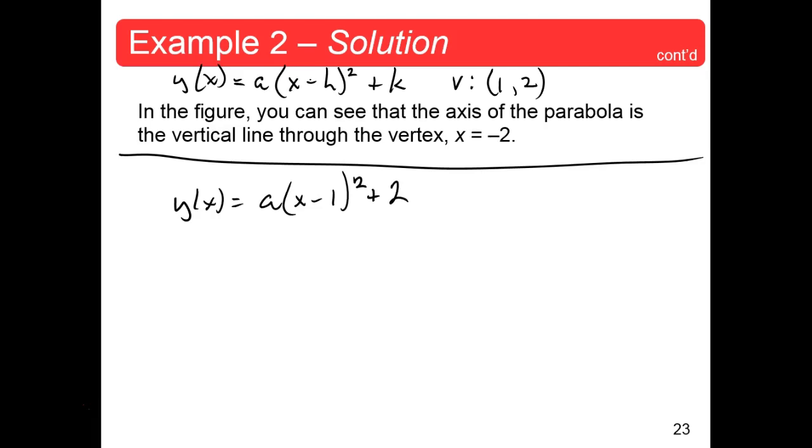All right. Well, what else do they tell us? They tell us that the graph also passes through the point 3, -6. Okay. Now that does tell us a little something.